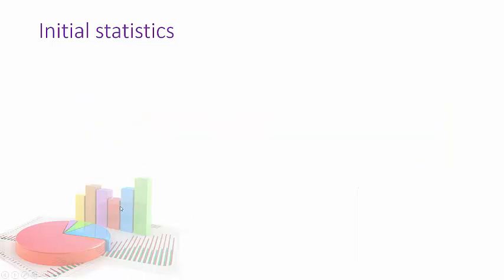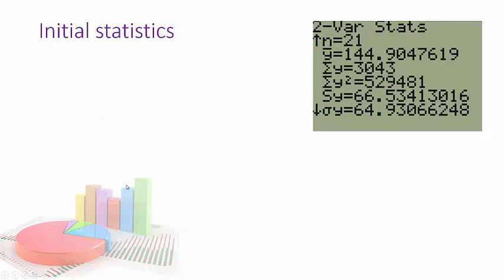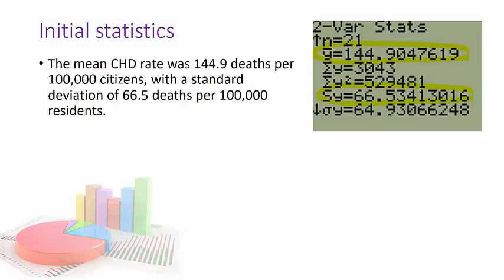Okay. So let's go ahead and look at coronary heart disease mortality rates. My initial statistics, again with the 2 var stats, I have my average, which is 144.9, and my standard deviation, which is 66.5. I should write this with units when you're doing your test. The mean coronary heart disease rate was 144.9 deaths per 100,000 citizens. Notice the 100,000 citizens, make sure you include that, with a standard deviation of 66.5 deaths per 100,000 citizens or residents.